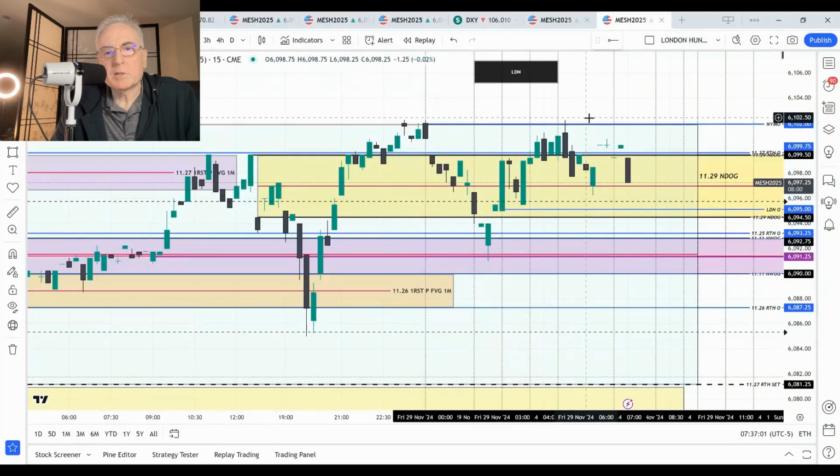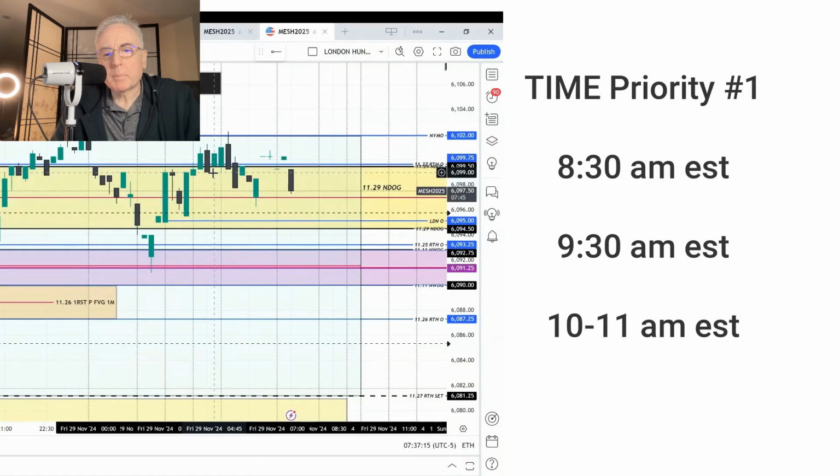But right now we've got these relative equal highs. I could see this thing going up. We're going to look at what happens on the 8:30, 9:30, and then the silver bullet 10 to 11. I'll come back later and we'll see how price action is going. That's the wrap from Friday, and obviously we know what happened.